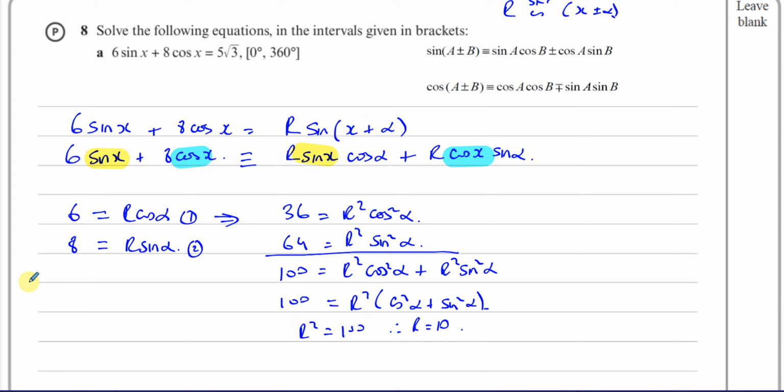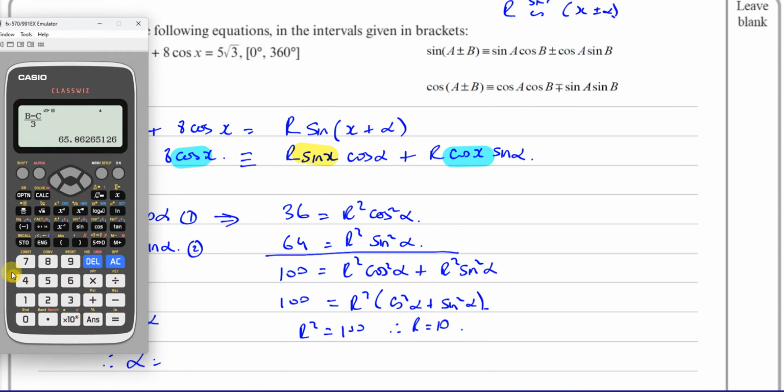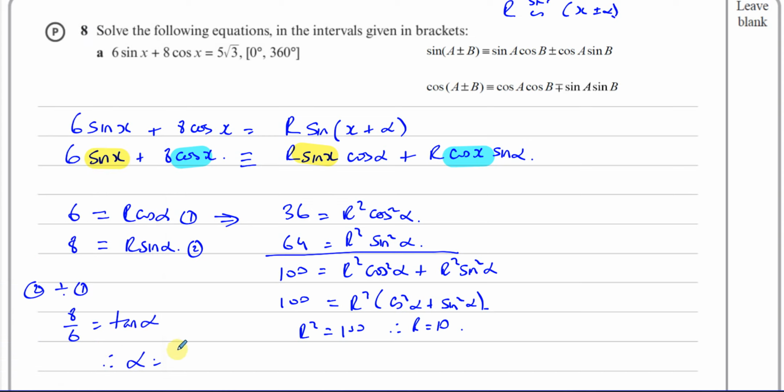And to find alpha, what we can do is take equation 2, divide by equation 1, because then we have sine over cosine, and the r's cancel out. So we have 8 over 6 equals sine alpha over cosine alpha, which is tan alpha, as we know from our identities. So therefore, we can find what alpha is by inverse tan of 8 over 6. So we do inverse tan of 8 over 6, and that will give us our answer, which is 53.130 degrees. Okay, that's the angle.